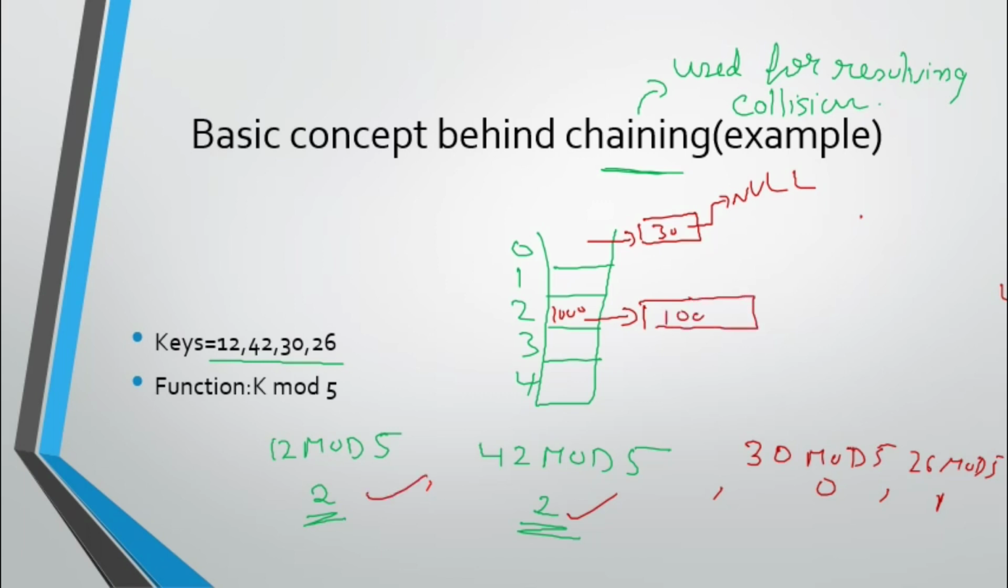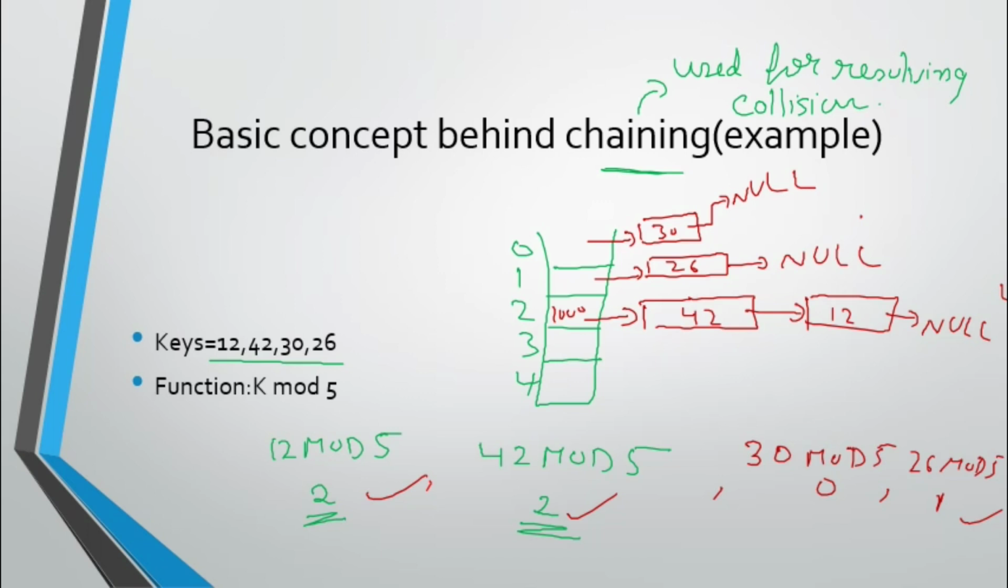Not 1000, sorry, the key. What is the key there? It is 12, correct? No, the second put key will come first, that is prepend. So 42, then 12, then null. When 1 comes, what is stored there? 26. So here we store 26, and that will point to null. This is how the chaining works.